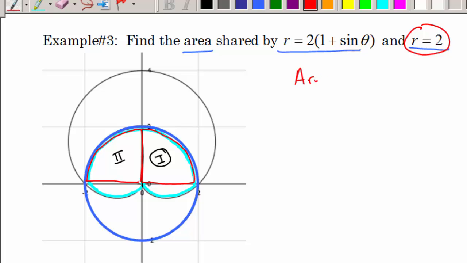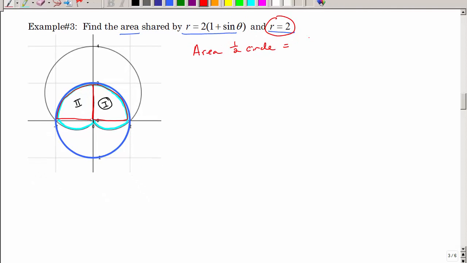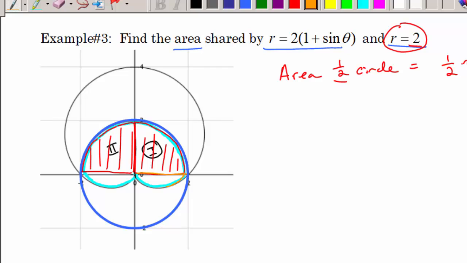So the area of the half of the circle would be 1/2 pi r squared. Well, r squared is 4, so 4/2, that's 2 pi. So that is the area of this. We didn't need to use any calculus. Well, that was pretty easy. But what about this other area? All right, here.